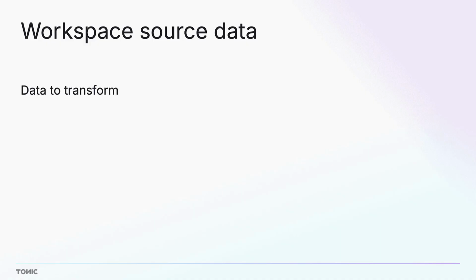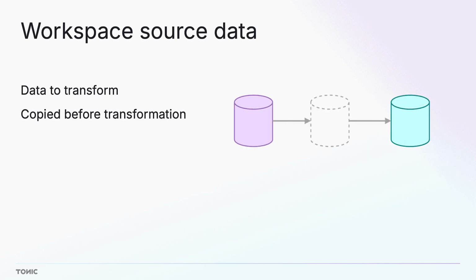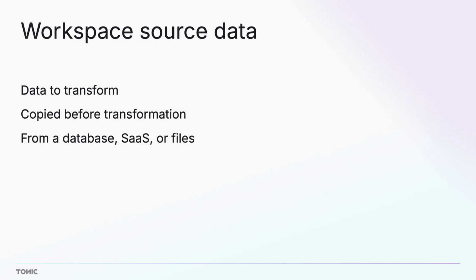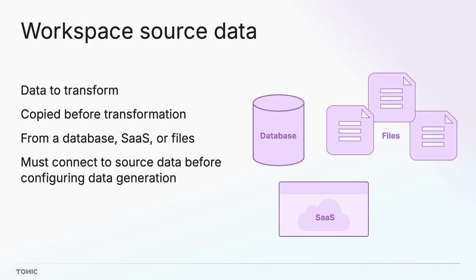Next, you identify the source data, which is the data to transform. Note that Structural does not touch the original data. The transformed data is copied from the source data. Source data might come from a database, a SaaS application, or from text-based files on a local file system or in cloud storage, such as Amazon S3. You must connect to source data before you can configure any data generation.